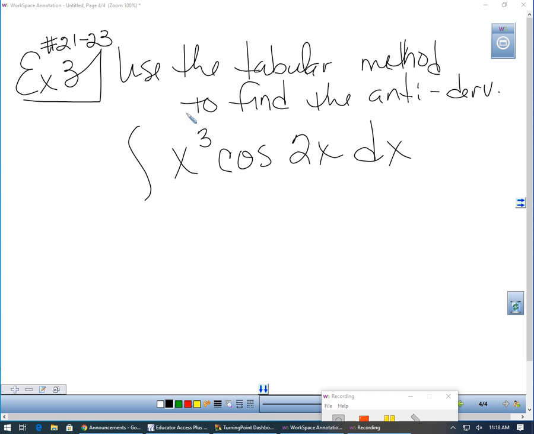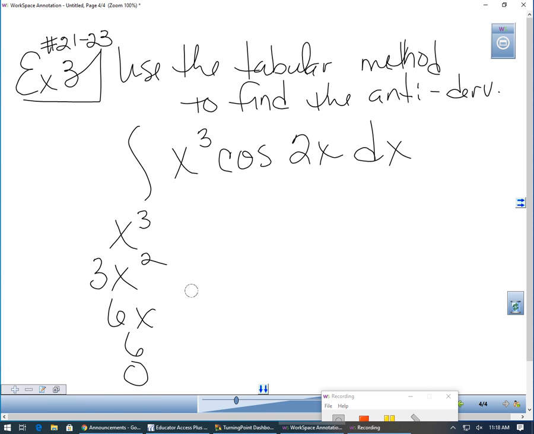All right, so we're going to use the tabular method here, right? So what part of this is going to be our u, or our derivative? Good, x to the third. So the derivative of x to the third is 3x squared. Derivative of 3x squared is 6x. Derivative of 6x is 6. Derivative of 6 is 0. The other part, the cosine 2x dx.